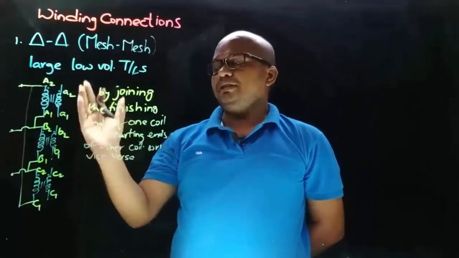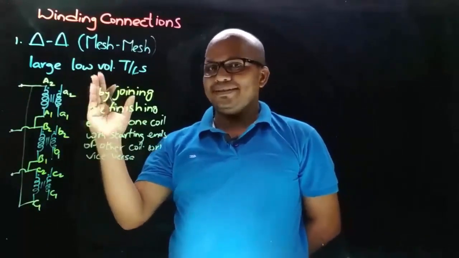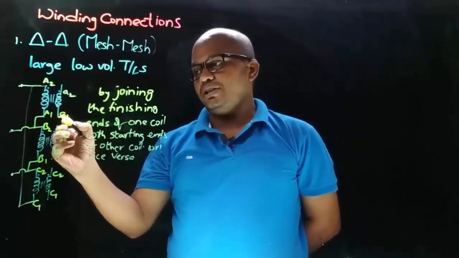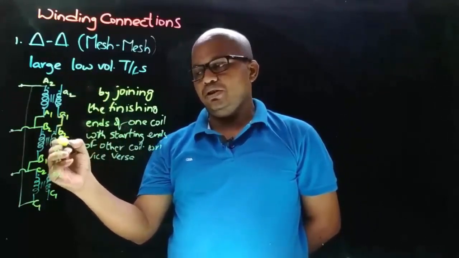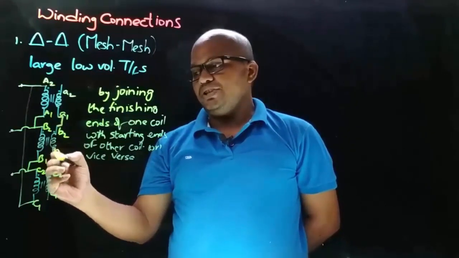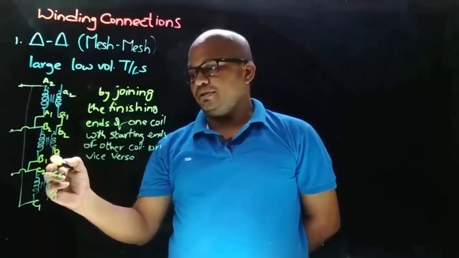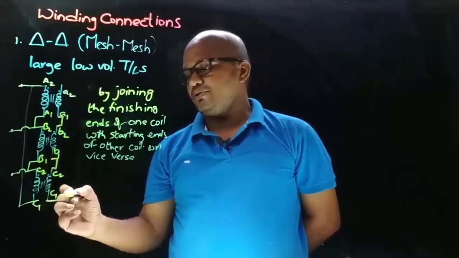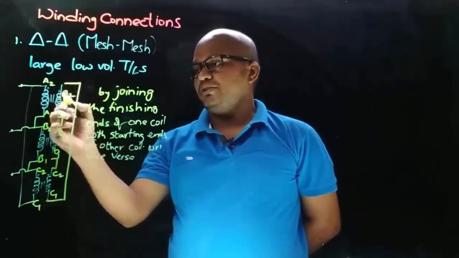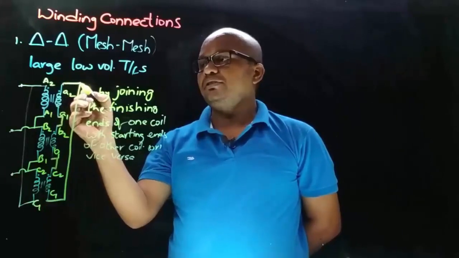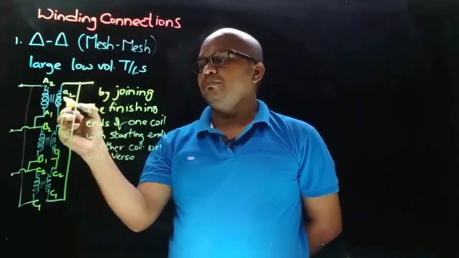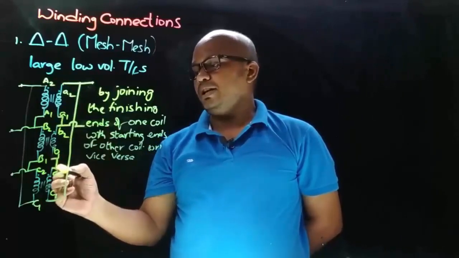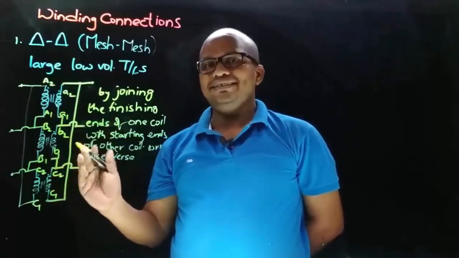And now similarly obtain the delta connection on secondary side. So here finishing end of this coil is connected with starting end of the second coil, and similarly finishing end of this coil is connected with starting end of this coil, and similarly the finishing end of this coil is connected with the starting end of this coil. And similarly here we are taking the connections from a2, b2 and c2 on secondary side.